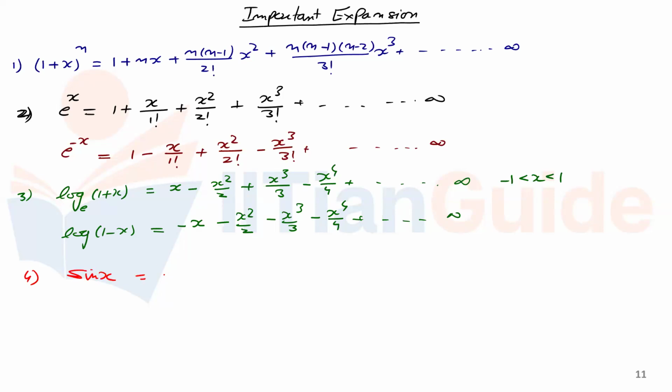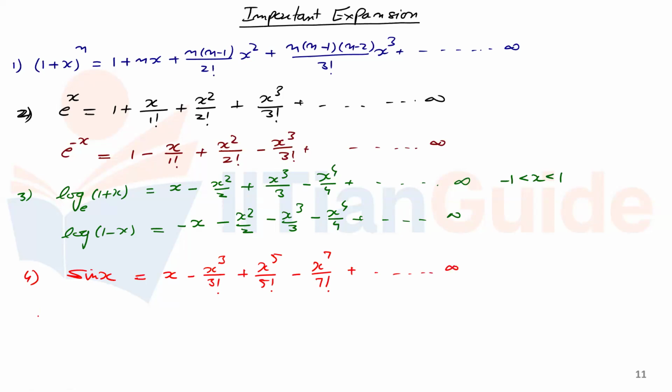We have a formula: sin x is x minus x cube divided by 3 factorial, plus x power 5 divided by factorial 5, minus x power 7 divided by factorial 7, alternate plus and minus, with all the odd powers. This is a very important formula for the limits chapter, going up to infinity.